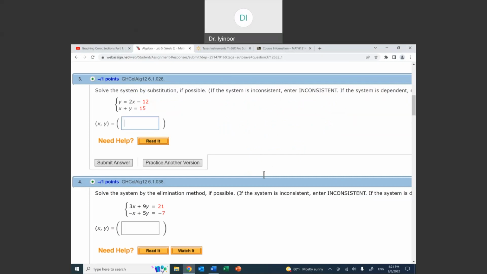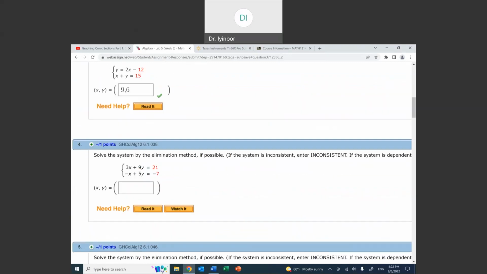X is first, so it's going to be 9, comma, 6. You don't put x equals, y equals, you don't put parentheses, you already have parentheses. You just put the two numbers in the answer box, okay? So be careful with that. And that was correct, okay? The calculator did it right.